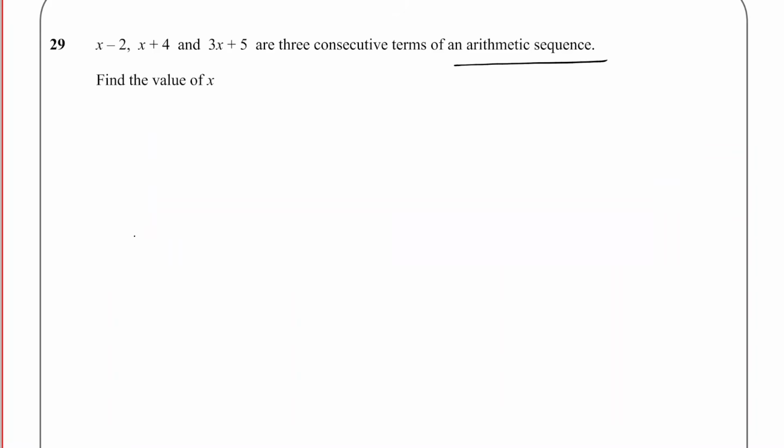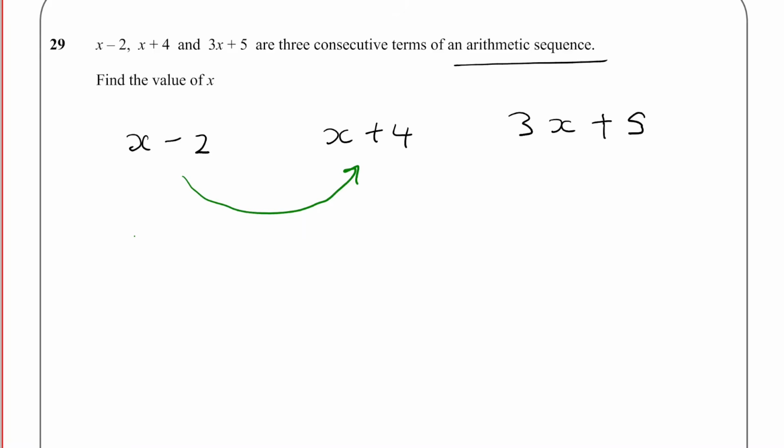How would you get from the first term to the second term? How would you get from x minus 2 to x plus 4? What do you have to add on? So x minus 2 plus 6 will get you to x plus 4. And then what do you have to add on to go from x plus 4 to 3x plus 5? In algebra, we have to add on 2 x's and then a 1 as well. So x plus 4 plus 2x plus 1 makes 3x plus 5.